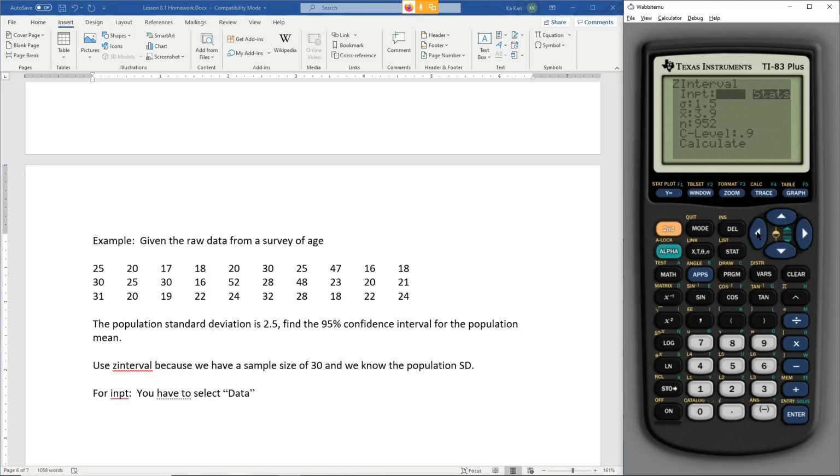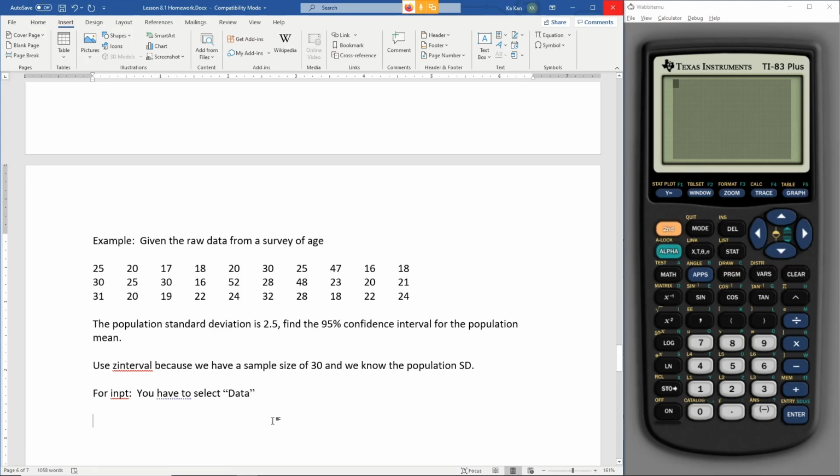So go to data, click enter, and then you have to actually put in information here. You see this? So let me just put in the standard deviation is 2.5, right? And they're like, what's L1? This is when you have to go back and change things.